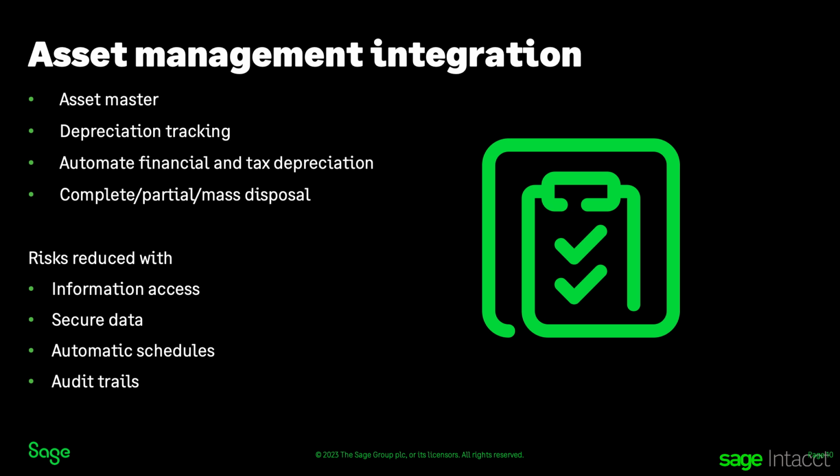A unified solution gives you increased control and reduces risk by providing easy access to critical information such as condition, warranty, service dates, and insurance status across all your locations with a central asset register. Securing data while providing role-based access and supporting cloud backups and disaster recovery. Automatically generating schedules when you change an asset's cost or useful life, and ensuring accuracy and accountability whenever changes are made, with complete audit trails.